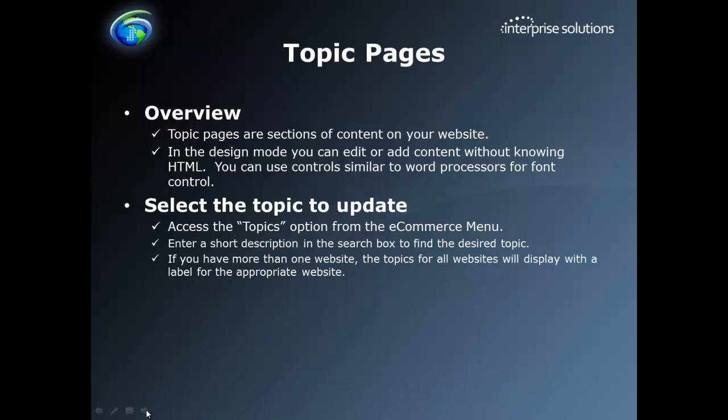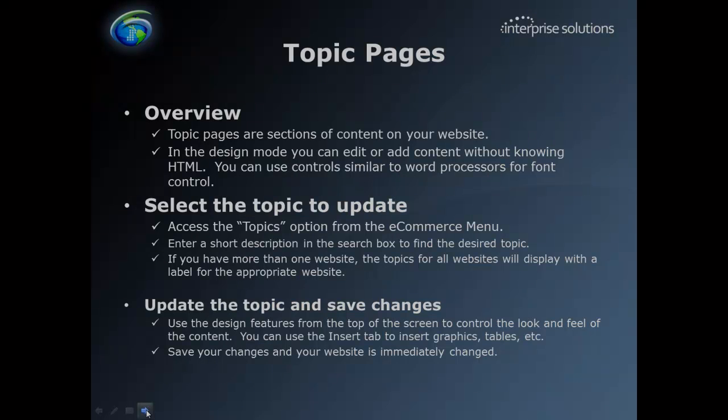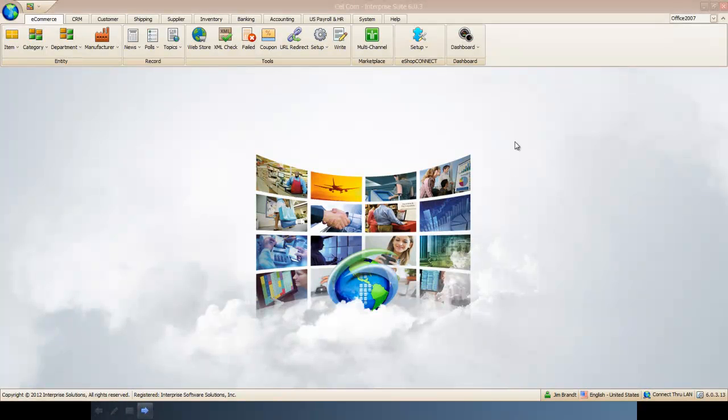If you have more than one website, the topics for all websites will display as a label for the appropriate website. You can update the topic and save the changes. You'll use the design features from the top of the screen to control the look and feel of the content. You can use the Insert tab to insert graphics, tables, etc. Save your changes and your website is immediately changed. It is very easy to update a topic page.